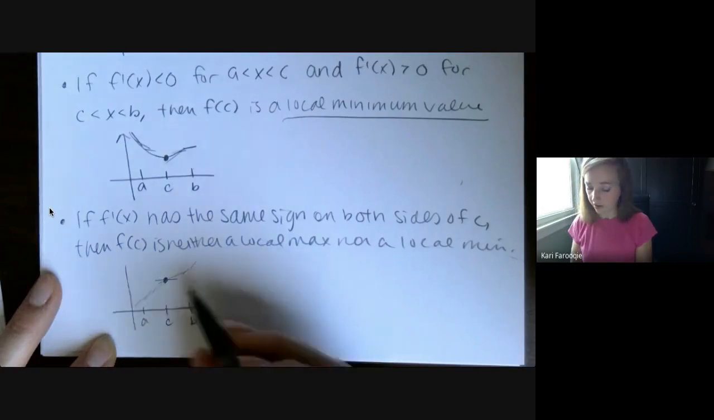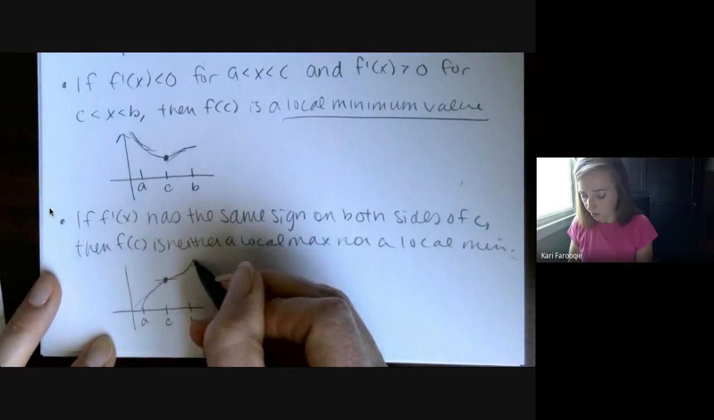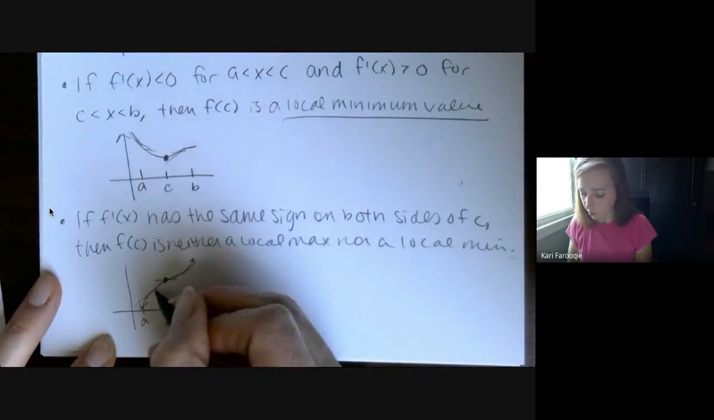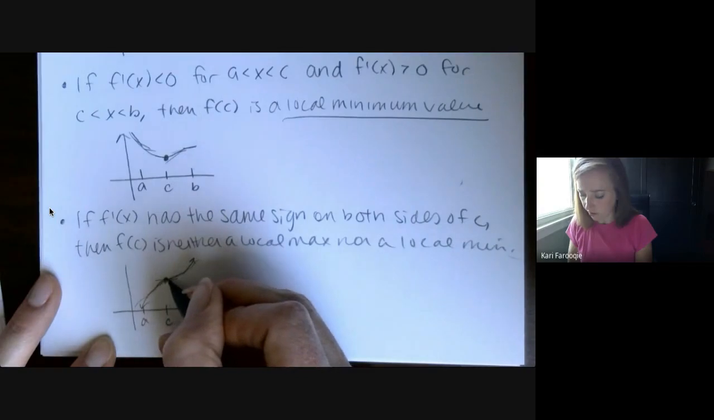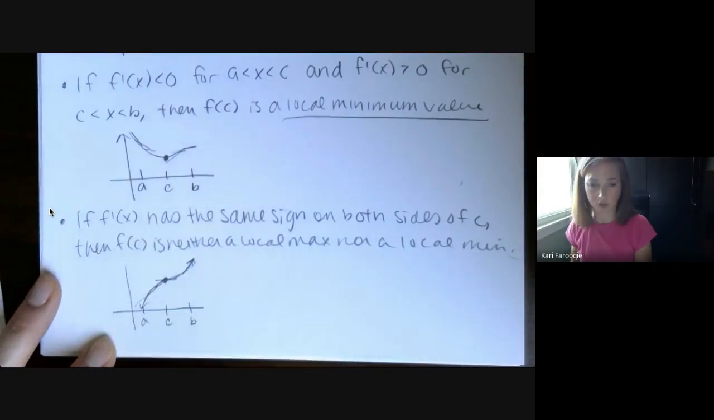In that case, C would be neither a min nor a max. That would look something like this. What that means is that for one split second in time, your graph kind of levels out, but then it continues on with its previous behavior. So C can actually be a critical number and be neither a minimum nor a maximum.